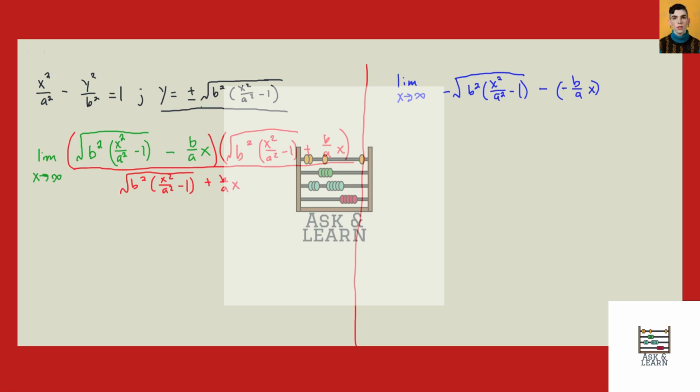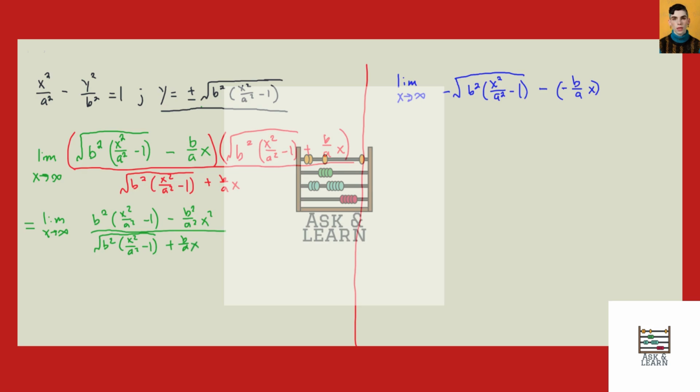Okay, so we end up with this here. Now when we go ahead and multiply out, remember that's just the difference of squares. So the square roots will end up essentially canceling out. And we'll have b squared times x squared over a squared minus 1, and then minus b over a, with both of those squared, x squared, and then all over our conjugate still. So b squared x squared over a squared minus 1 square rooted plus b over a x.